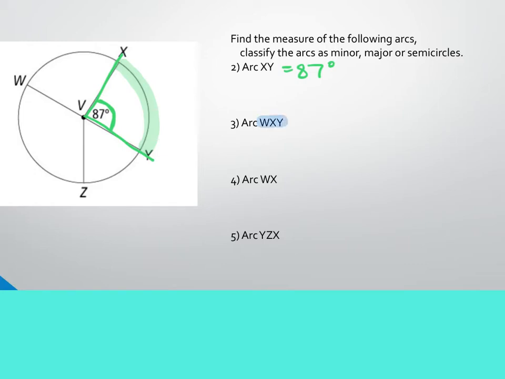Then it says WXY, and I want to go in that order. So W is here, X is here, Y is here, and that is half your circle. So this would be 180 degrees. Oh, I didn't classify it. This would be minor because it's less than 180. This would be a semicircle because it equals 180.